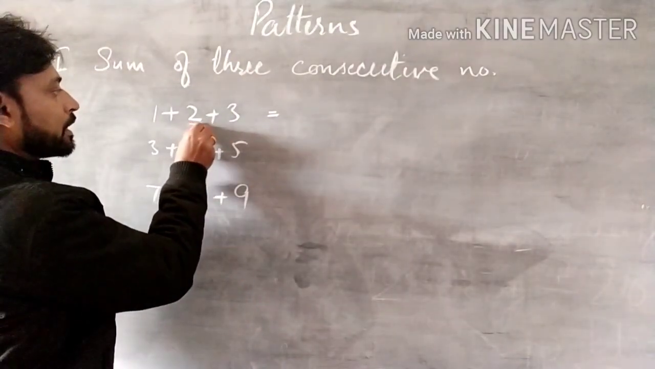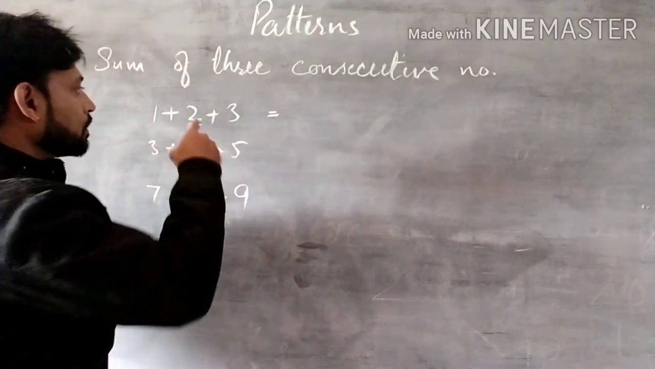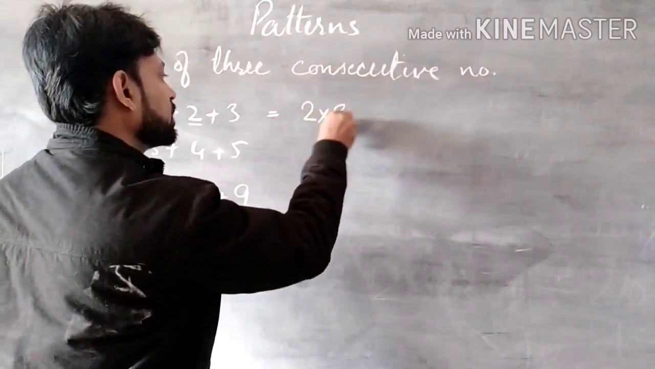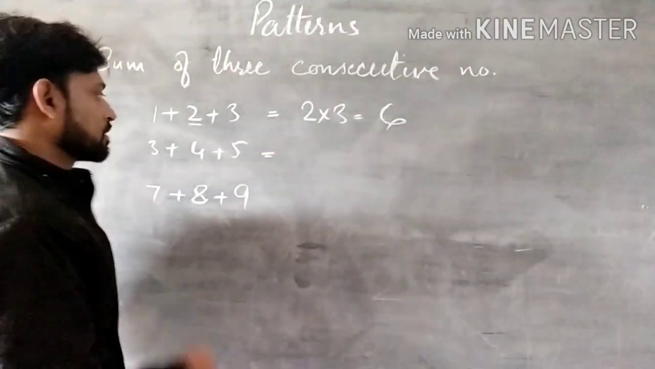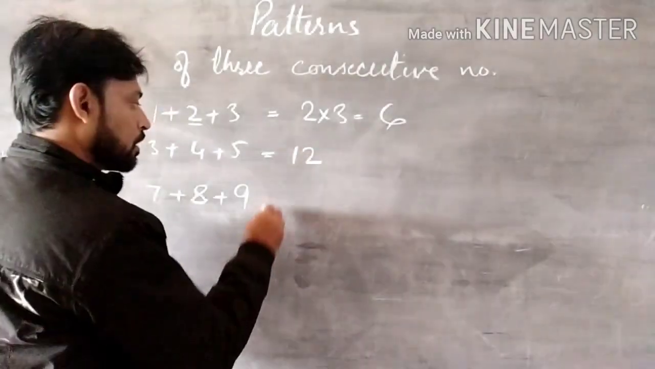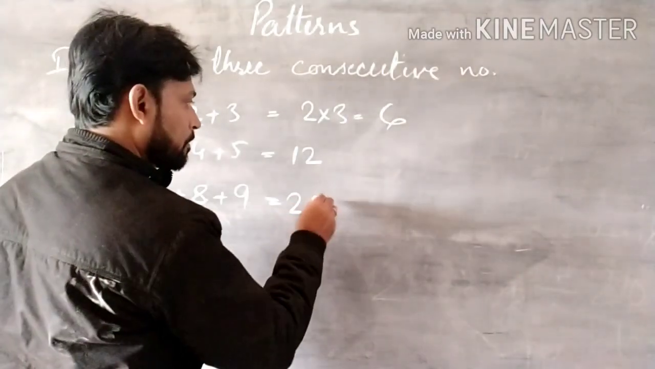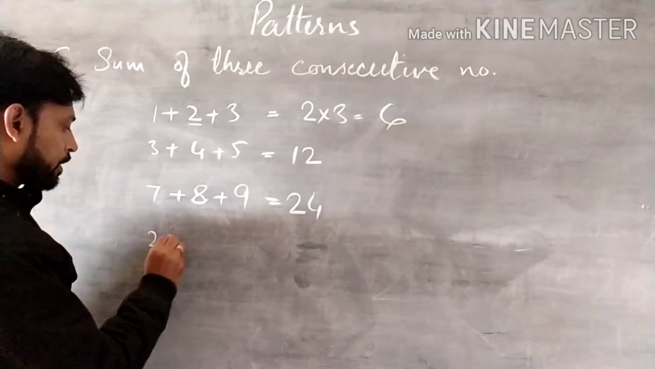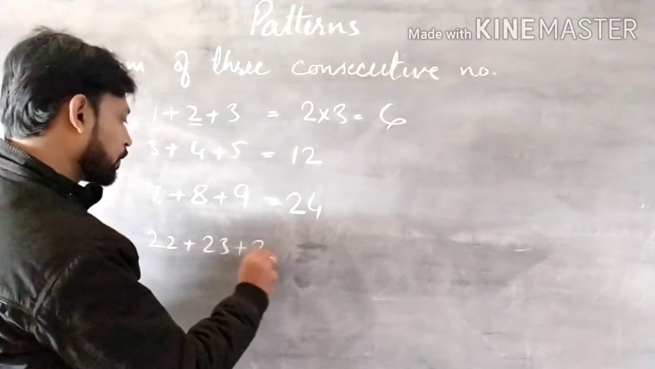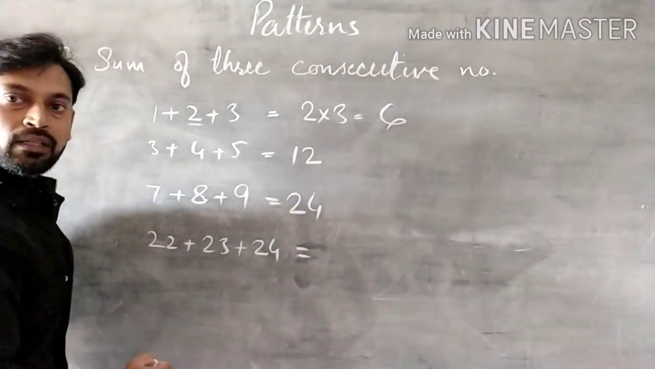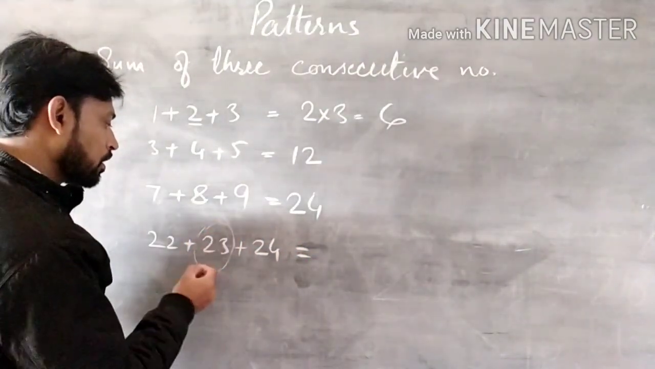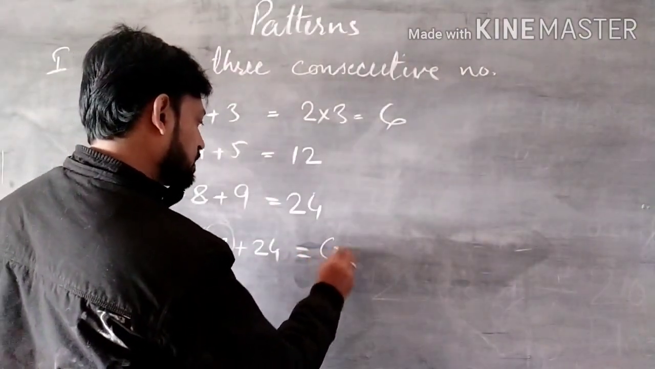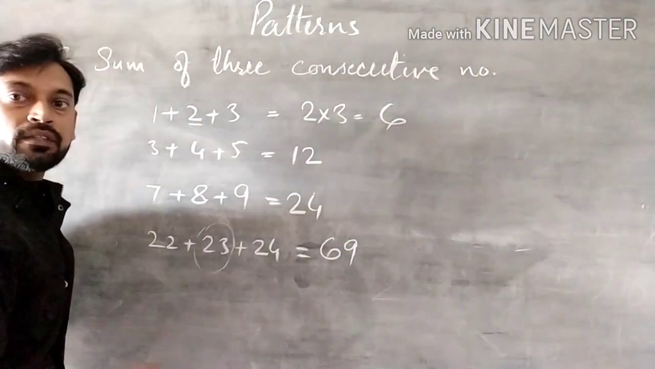Just you have to see the middle number and multiply 3 times the middle number. So 2 into 3 is what? 6. So the answer is 6. 4 3s are 12. Now 8 3s are 24. Is that clear? Suppose you have 22, 23, 24. What will be the answer? We have to just multiply 23 by 3, so we'll get 69. This is the sum.